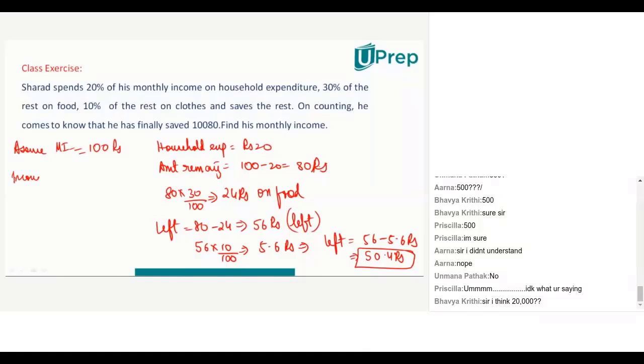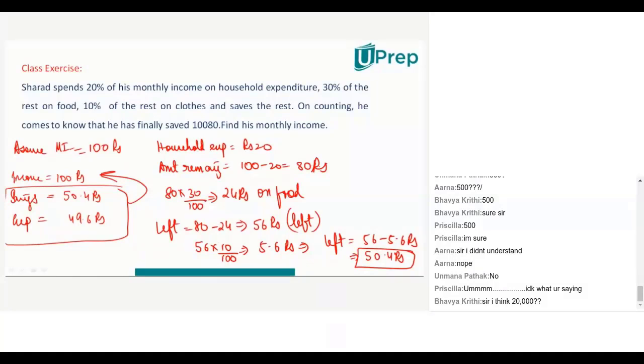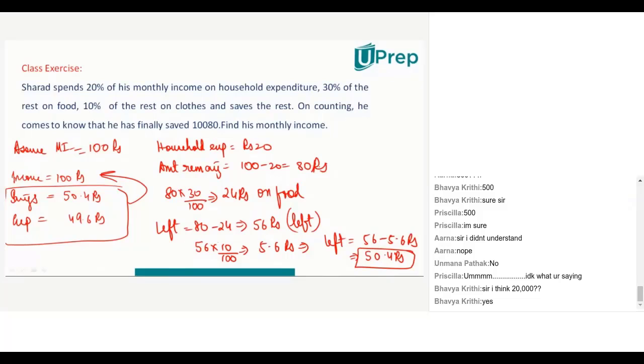So what is the logic? Income was 100 rupees. Savings, that means he is left with how much? 50.4 rupees. Therefore, what does it mean? His expenditure was 49.6 rupees. Savings plus expenditure is giving us his total income, right? This is the logic, everyone is clear with. Is everyone following to here? Are you guys clear? Right.